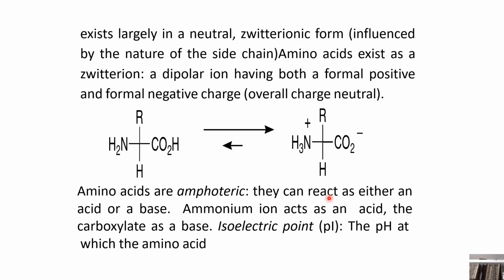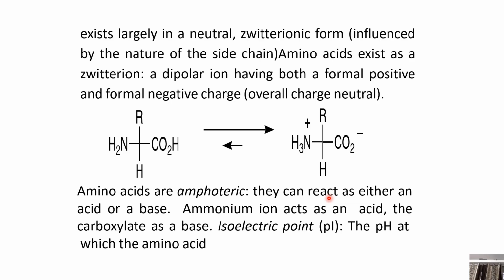Okay. So it exists largely in neutral zwitterionic form, as I said, influenced by the nature of the side chain. Amino acids exist as a zwitterion, which is basically having a formal positive and a formal negative charge. So the overall charge is neutral. Now, amino acids are amphoteric. They can react as either an acid or a base. The ammonium ion acts as an acid, the carboxylate as a base.